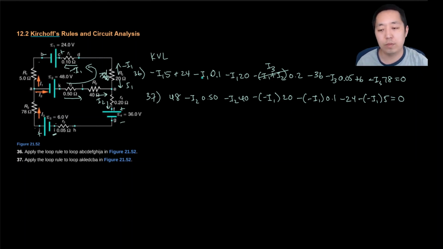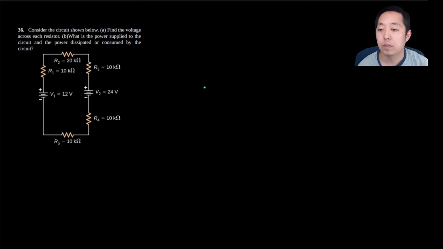So we're not going to simplify, and we're not going to solve the circuit, we're simply going to do the KVL for this problem. Okay, consider the circuit shown below. Find the voltage across each resistor. What is the power supplied by the circuit and the power dissipated or consumed by the circuit?